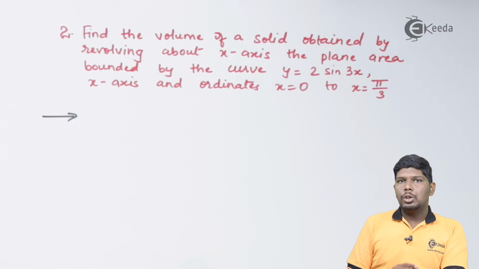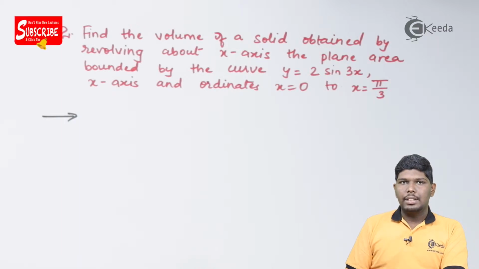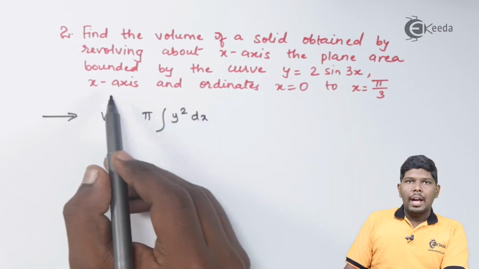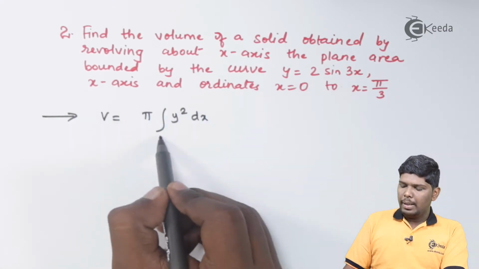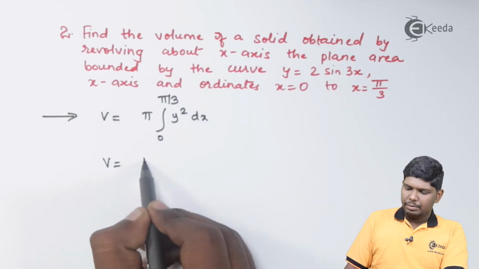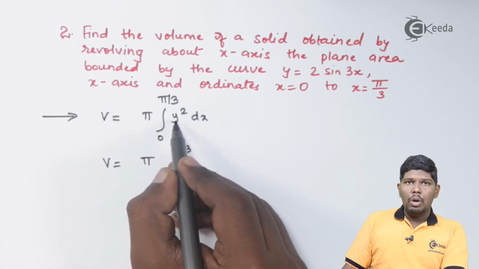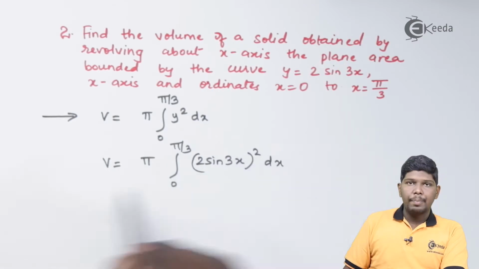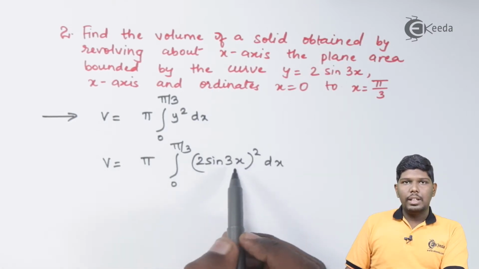Here they have clearly asked you the volume and that is rotated about the x-axis. So the formula for the volume becomes pi times integral y square dx. And the limits of x are given as 0 to pi by 3. Value of y is 2 sine 3x. This will give you 4 sine square 3x.